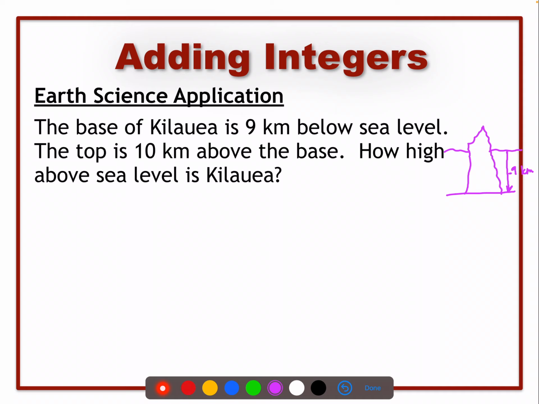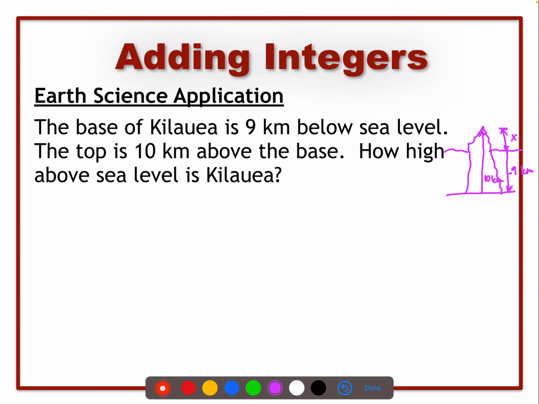That means negative 9. And then the top is 10 kilometers above the base. This is the base, so 10 kilometers above the base. That means from here to here, that will be 10 kilometers. And the question is, how high above sea level is Kilauea? That means from here to the top, what would be the distance?